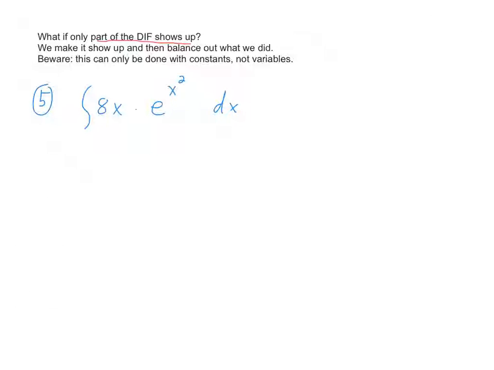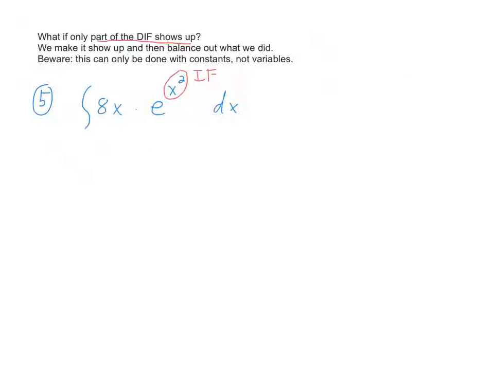So we have 8x times e to the x squared. So usually when you have an e function, your inner function is going to be its power, okay? E is the main function, or the outer function. Its inside is x squared. And notice how part of the derivative shows up. All right, the derivative of x squared we know is 2x.